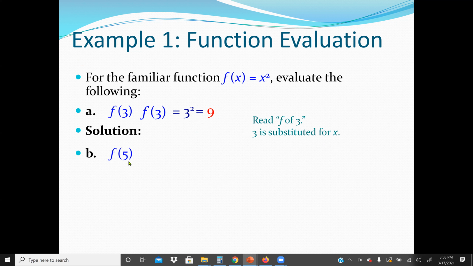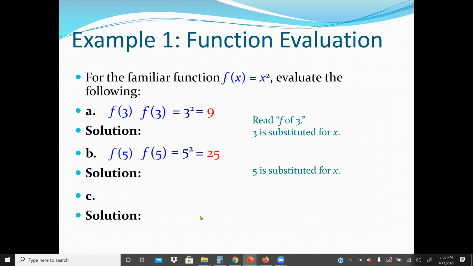Next is f at 5. The same concept: anywhere we see x, we are going to substitute 5. Our function is x squared, so we have 5 squared, which gives us 25. Another example, for C, we are looking for f at -2. Anywhere I see x, I'm going to substitute -2. In this case, I get -2 squared, which gives us 4.